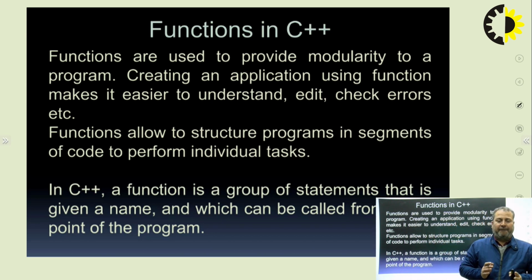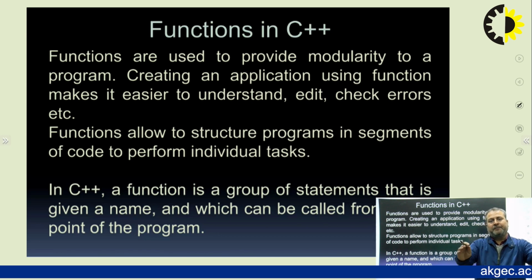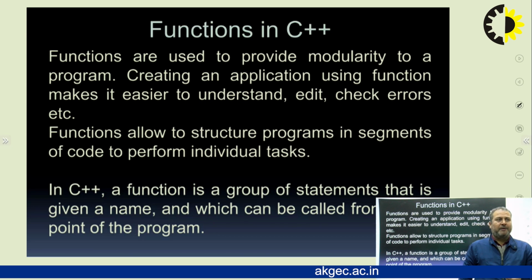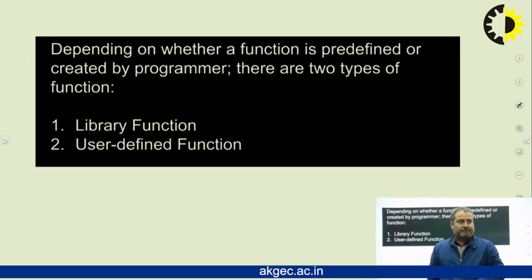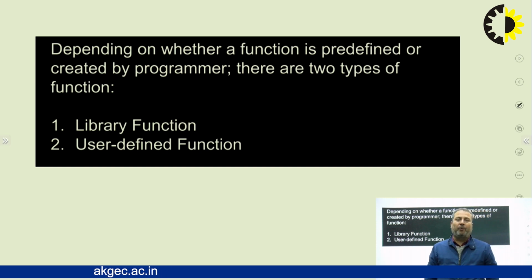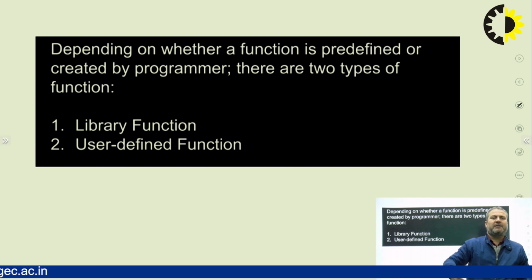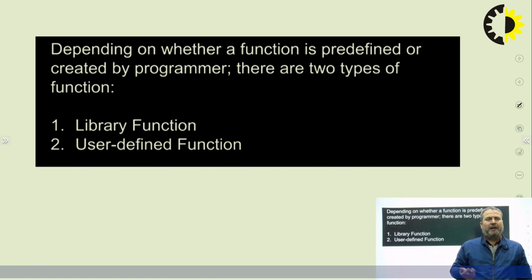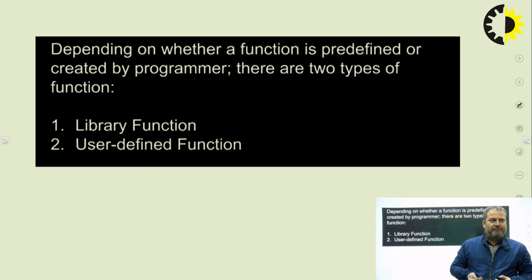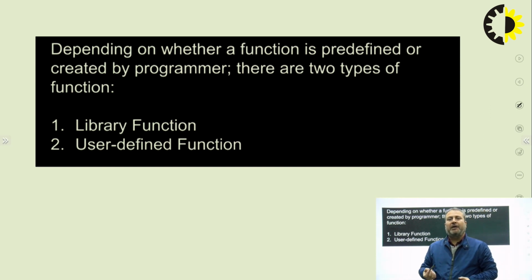A problem can be divided into subproblems, and every subproblem can be written as a function. So this is a way. Depending on whether a function is predefined or user defined, functions can be of two categories: library functions and user-defined functions. Library functions are predefined, like printf, scanf, or cout and cin in C++. User-defined functions are ones the user creates.